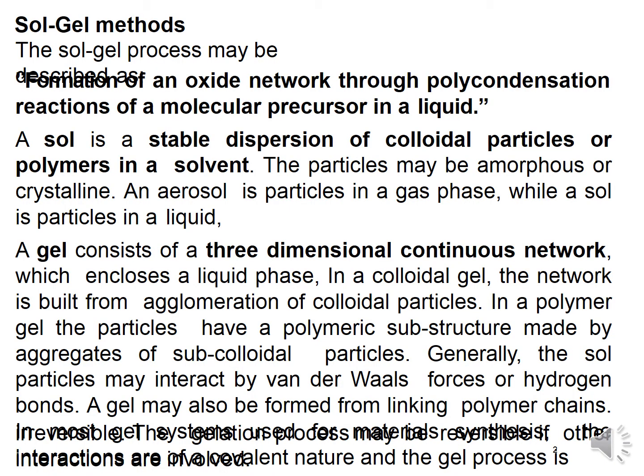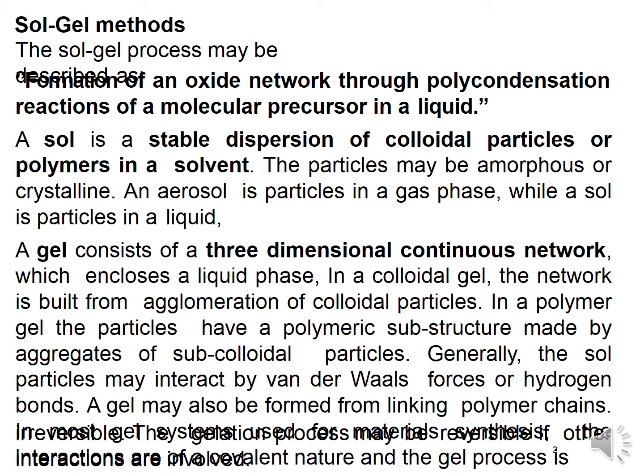Sol-gel methods. The sol-gel process may be described as the formation of an oxide network through polycondensation reaction of molecular precursors in a liquid. A sol is a stable dispersion of colloidal particles or polymers in a solvent. The particles may be amorphous or crystalline. An aerosol is a particle in a gas phase, while a sol is a particle in a liquid. A gel consists of a three-dimensional continuous network which encloses a liquid phase.